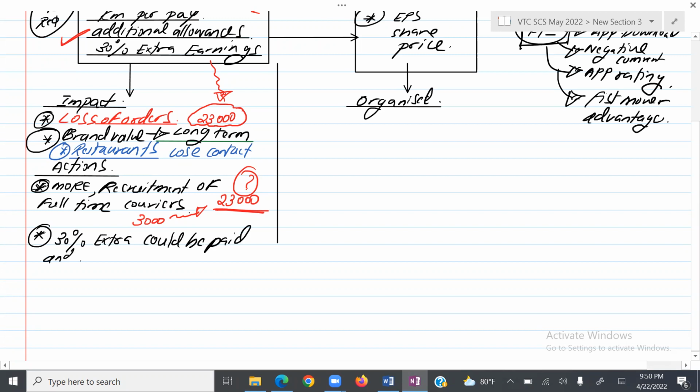and be on par with the competitors. Students, this is one major thing.